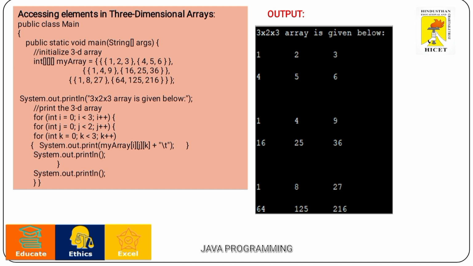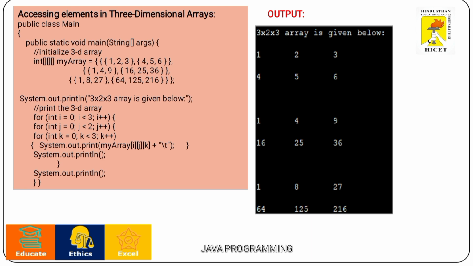Similar to the two-dimensional array, using the index value we can access the three-dimensional array values. So in this example, the class name is Main, and in the main function, the first step is initializing the array values. Here I used nested curly brackets to assign the values, and actually it is a 3 table, 2 row and 3 column array.